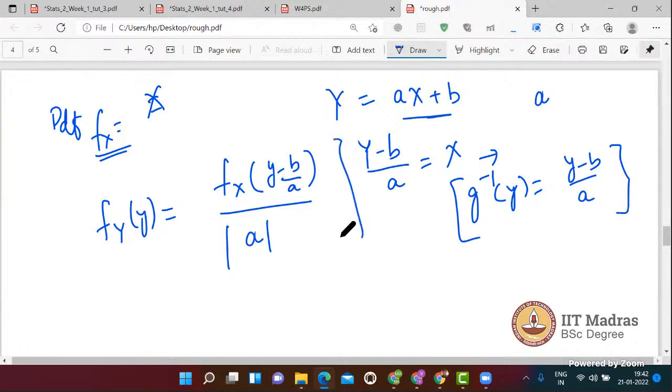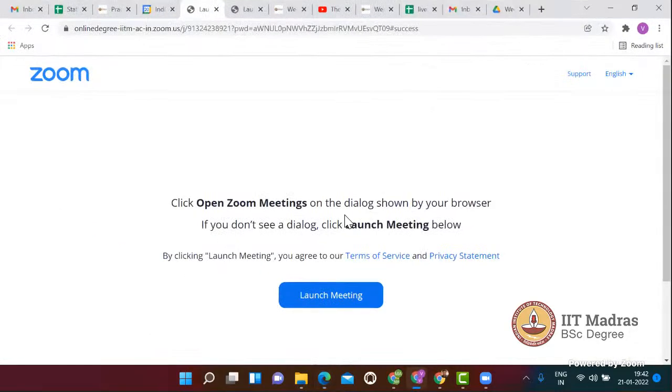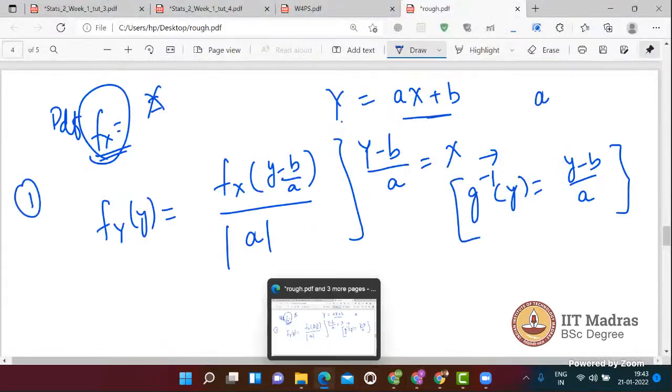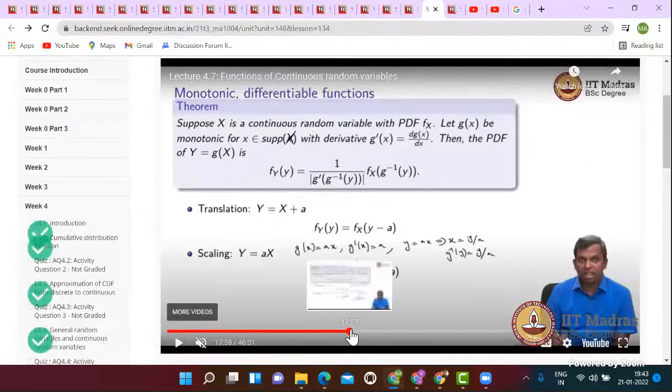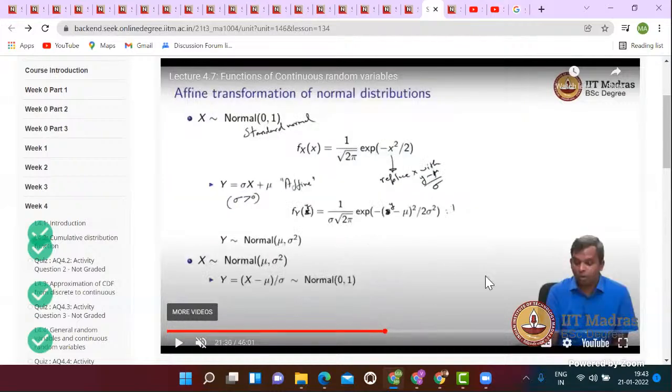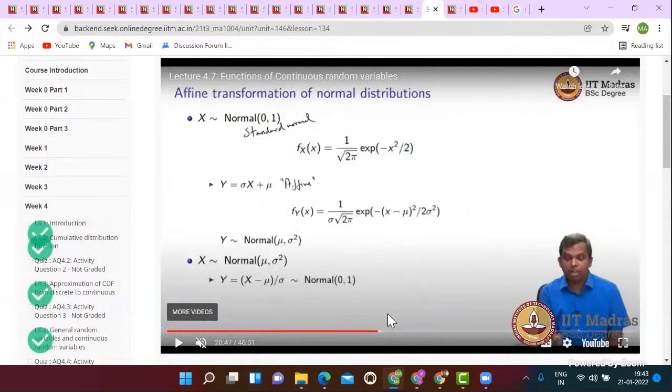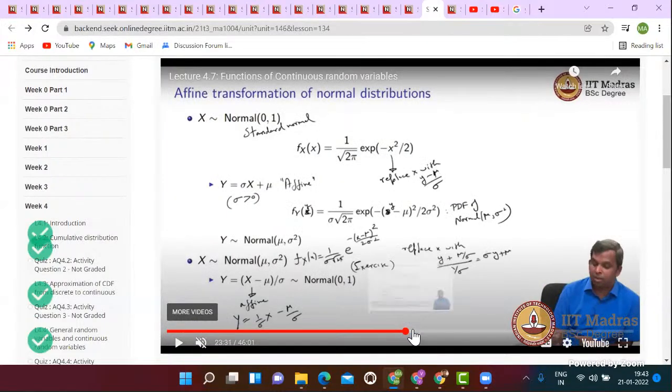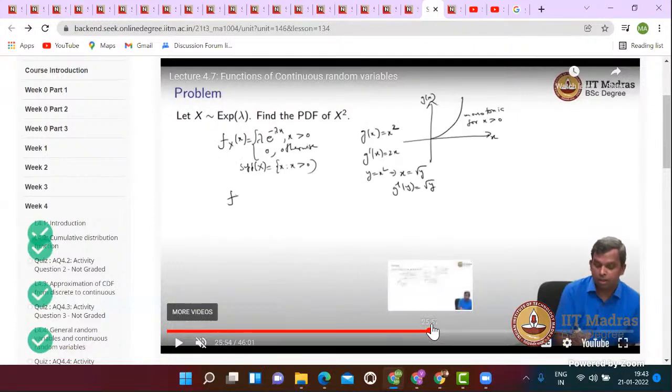If you have been given x already, and you have to calculate the PDF of y, where y is ax plus b, this is one of the important concepts, one of the important formulas that you will read in this lecture. And then the next part would be, so this was the part, and all this you can just go through once. So yeah, this is the problem.